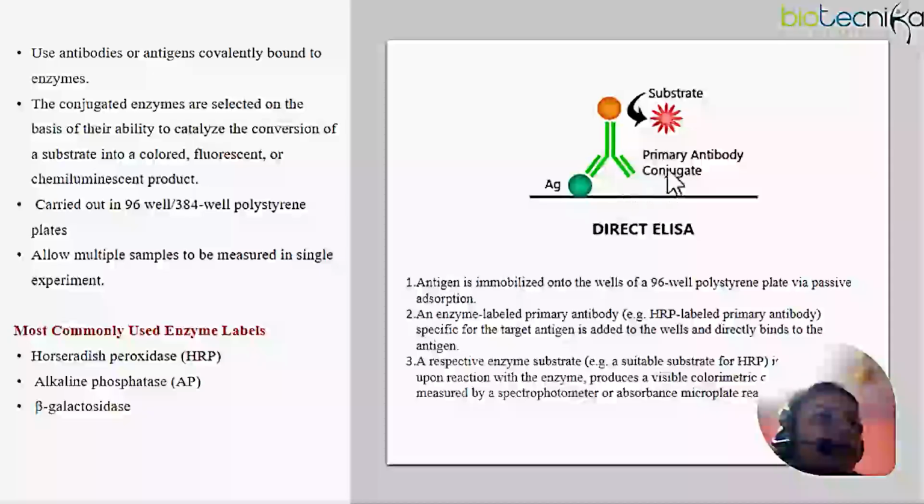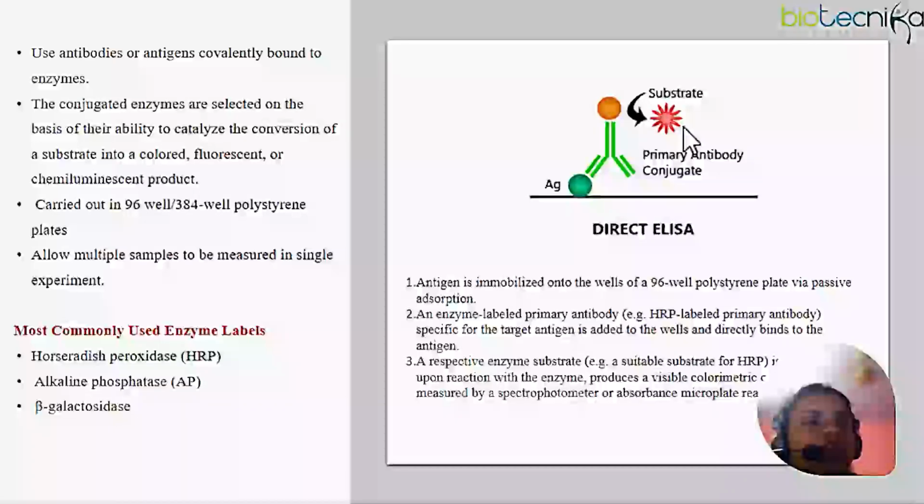Then you add a primary antibody. Now remember, this primary antibody is very specific towards this antigen. Your primary antibody is conjugated with an enzyme, either of these three enzymes. The moment you add a substrate, the substrate gets converted by the enzyme into a colored product.